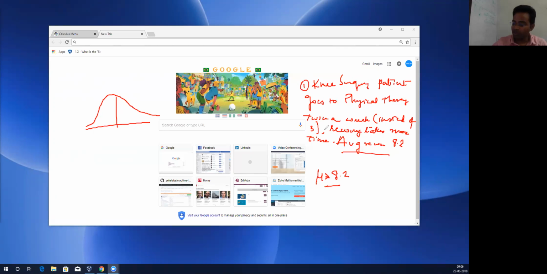Similarly, if you can prove that the mean is less than or equal to 8.2, you disprove this hypothesis. If this is the situation, you prove this hypothesis. Now let's see. And this is done using a z-test.